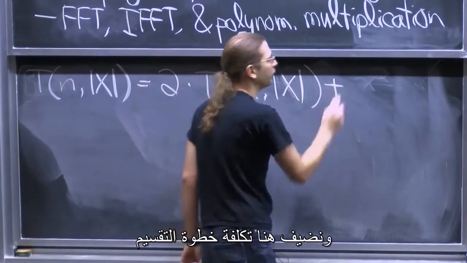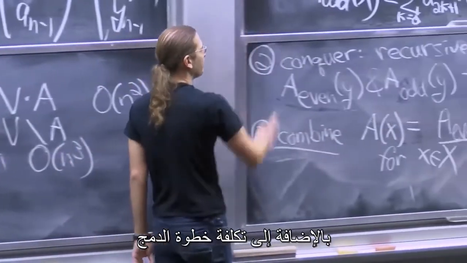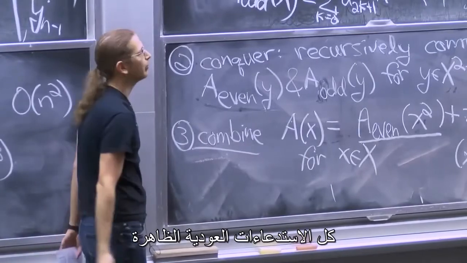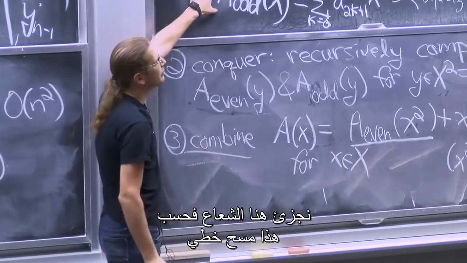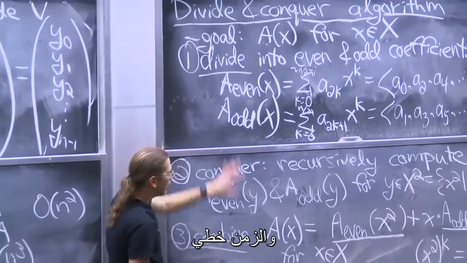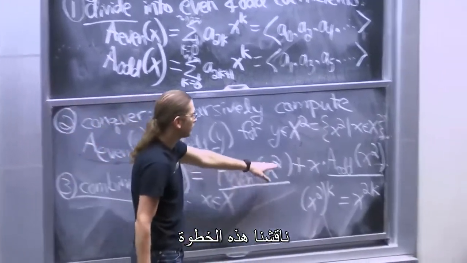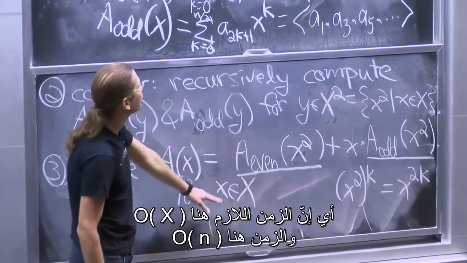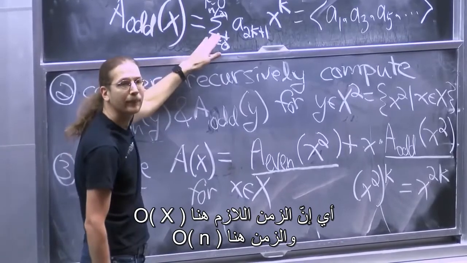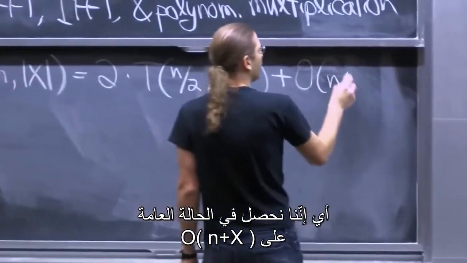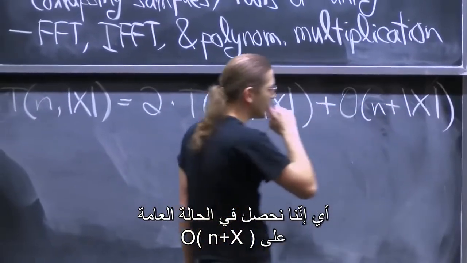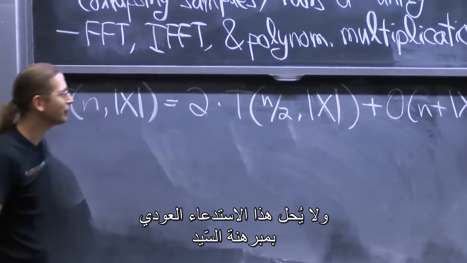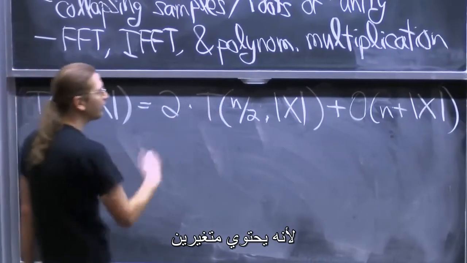Okay, plus what goes here is however much it costs to do the divide step, plus however much it costs to do the combine step, all the non-recursive parts. Well, this is just partitioning the vectors, linear scan, linear time. This is, we talked about, it's a constant number of arithmetic operations for each x. So this costs order x time. This costs order n time. Right? So in general, we get n plus x. Now this is not, again, not a recurrence solvable by the master method because it has two variables.